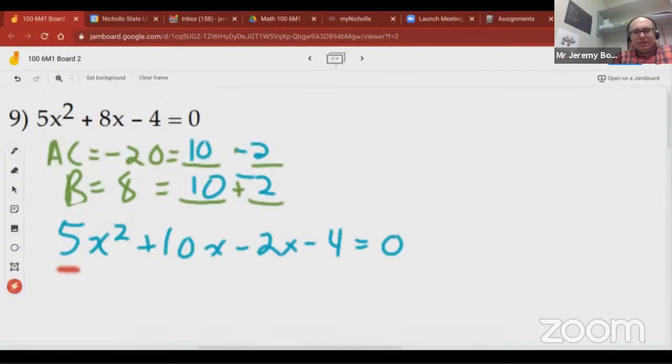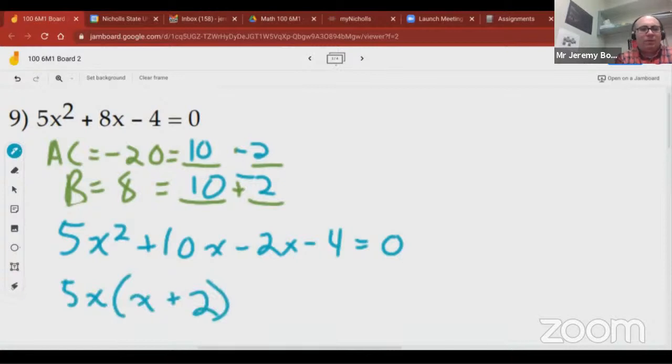So now we're going to look at this first pair, 5x squared plus 10x. What can we factor out? What's in common between those two? Looks like a 5x. And I'm going to be left with x plus 2 remaining. Now what I want to do is factor something out of the second pair, negative 2x minus 4, such that I end up with x plus 2, sorry, as well. And so to achieve that, I would need to factor out a negative 2. Okay, any questions on getting there?